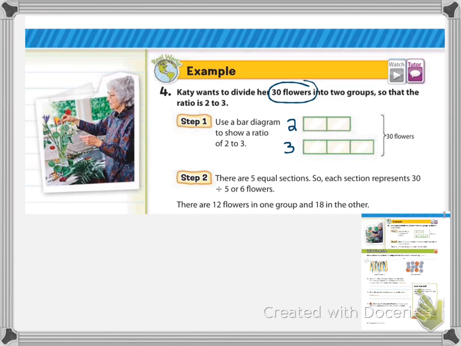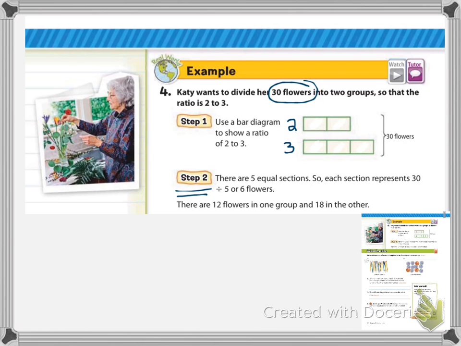Now the other key thing they said in the problem was she has a total of 30 flowers. So you need to somehow separate the 30 flowers so that they're even amongst these boxes. Step 2 reads that since there are 5 equal sections, from 1, 2, 3, 4, 5, and all the sections together would represent 30, you would do 30 divided by 5 to get 6 flowers, meaning there would be 6 flowers in each of those boxes.